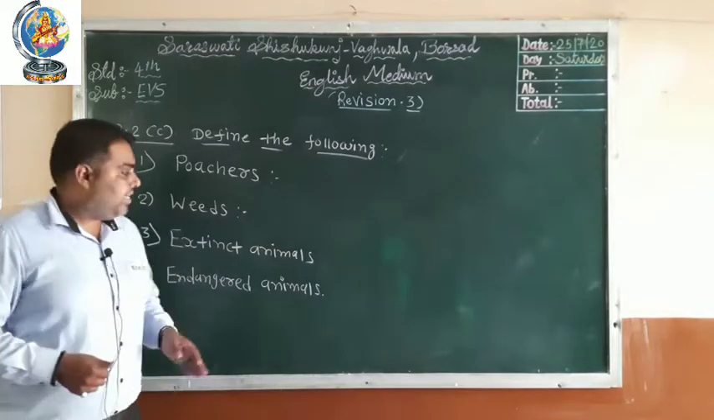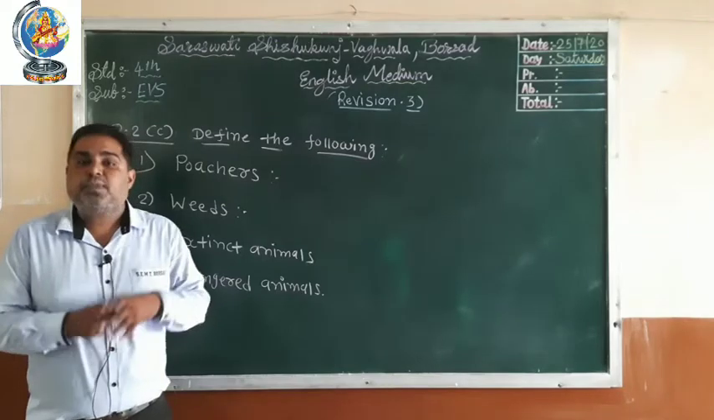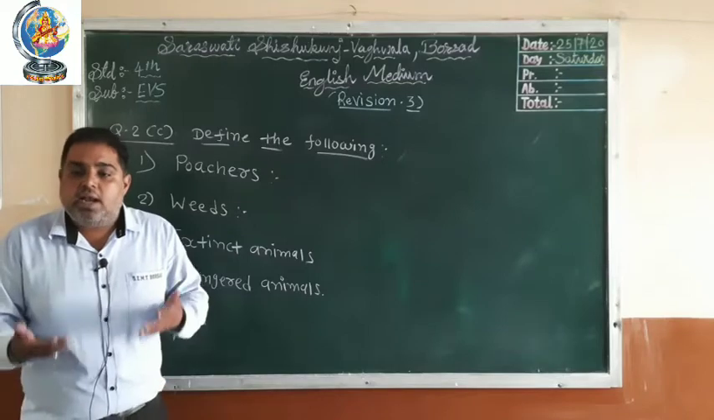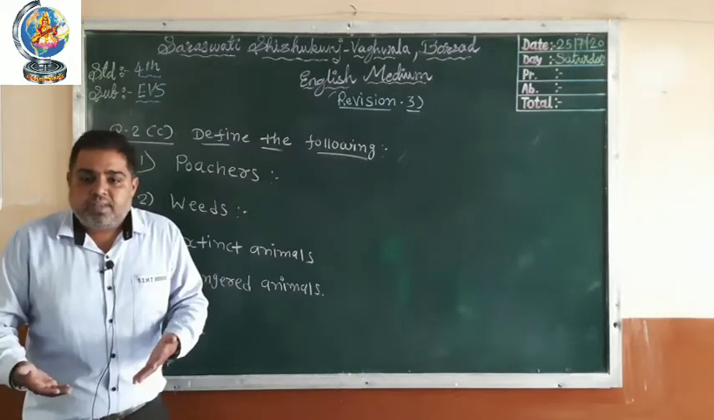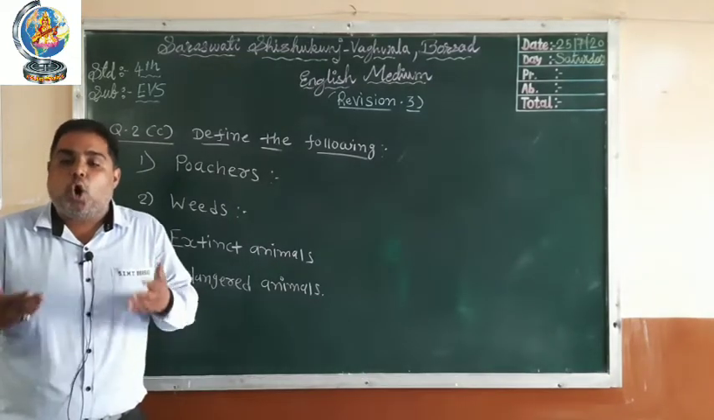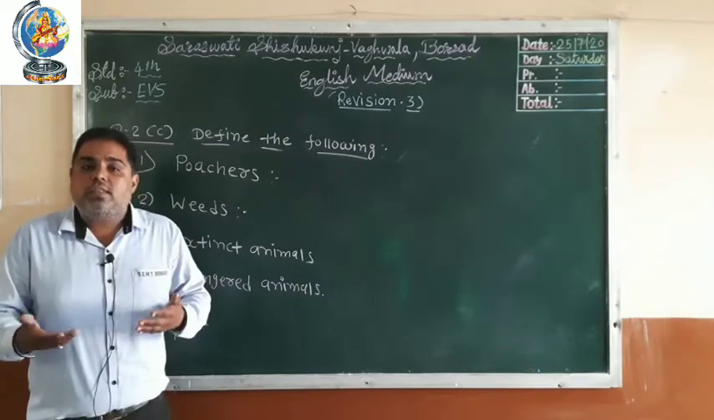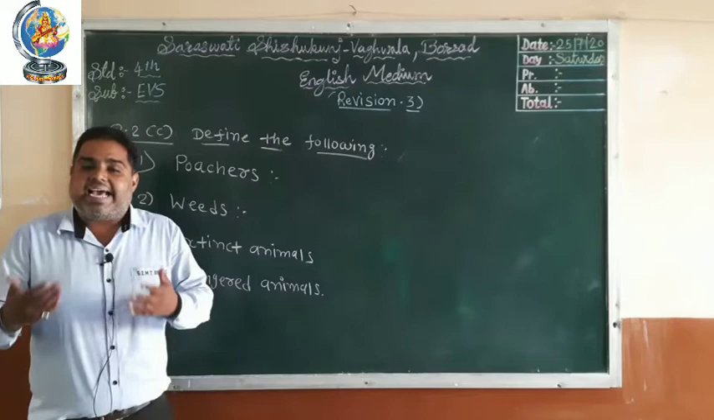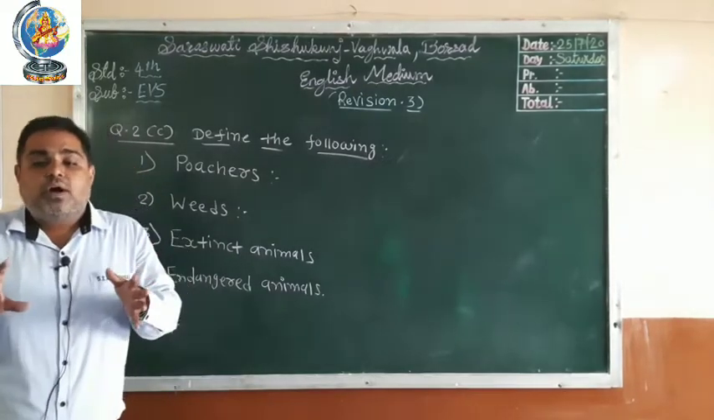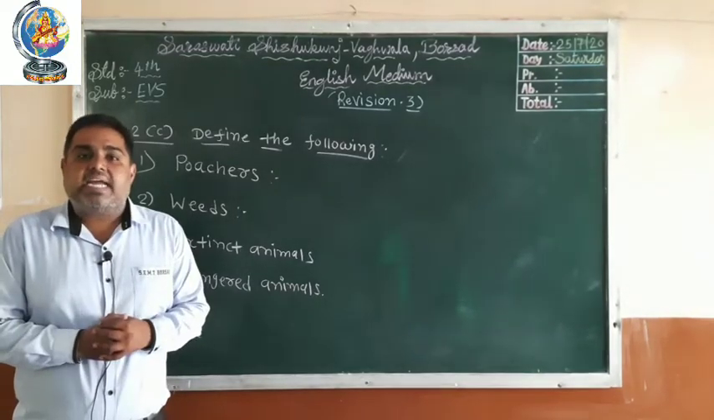Now third number, it is extinct animals. To whom do we call extinct animals? So the answer is, when there are no more individuals of that animal or bird found alive anywhere on the earth, they are called extinct animals. So if an animal is not alive anywhere on the earth, those animals are called extinct animals.